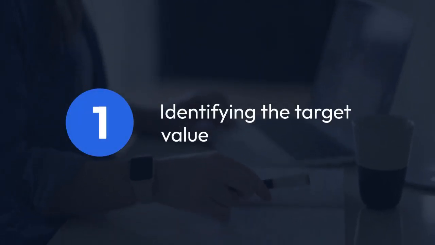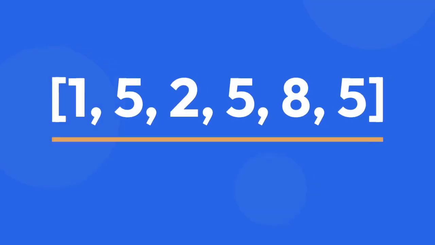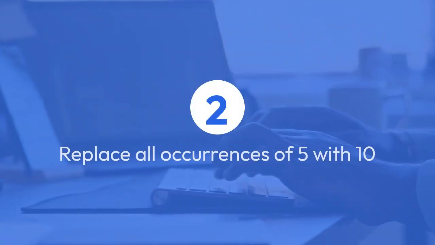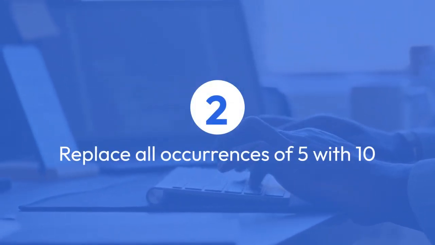First, you need to know what value you want to replace. Let's say we have an array of numbers, 1, 5, 2, 5, 8, 5. We want to replace all occurrences of the number 5 with the number 10.